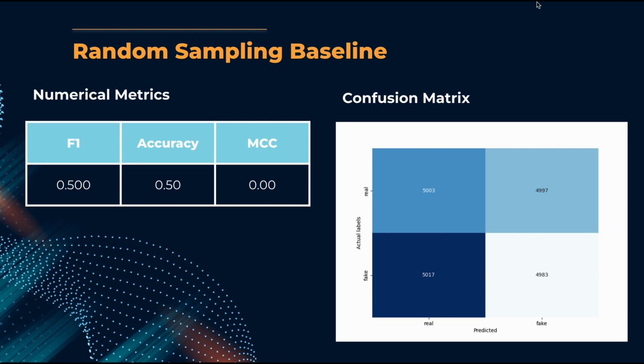The random sampling baseline was obtained by having the model guess either the real or fake label with 50% probability. As such, the F1 score and accuracy score is close to the 0.5 baseline expected when using a random sampling model for binary classification. The Matthew correlation coefficient is 0, which means that the classifier is no better than a coin flip. The confusion matrix also shows an equal distribution between each of the four quadrants. And now I'll pass it on to Coumba to talk about our first approach, feed-forward neural network.